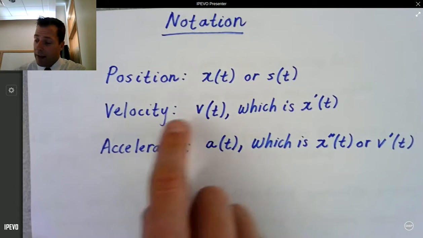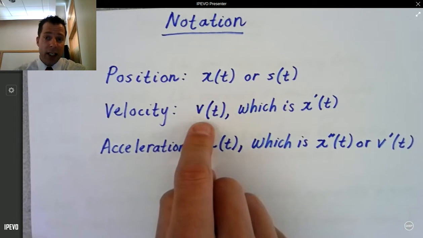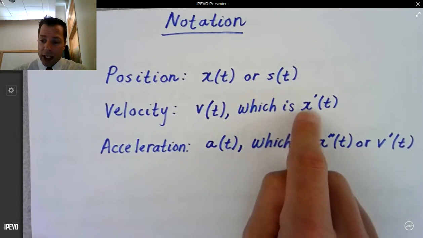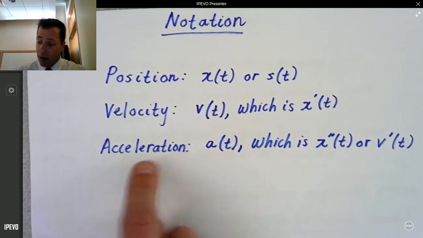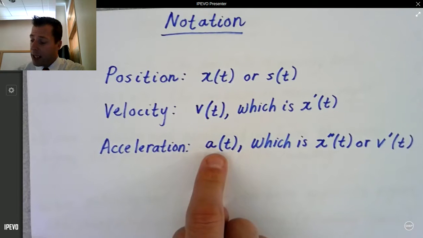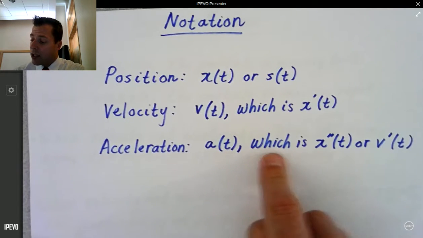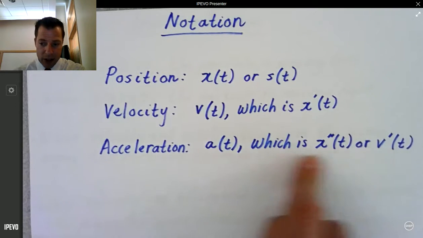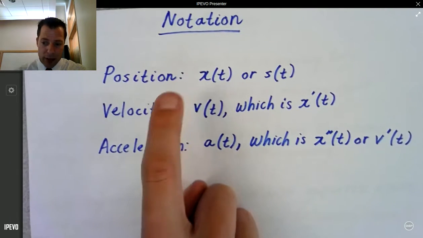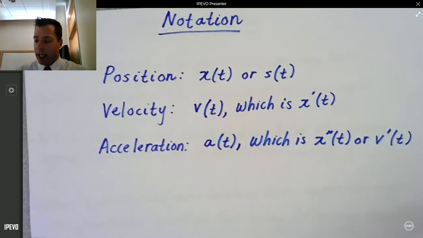Velocity is denoted as v of t, but it also could be x prime of t, the derivative of the position function. And same with acceleration. Acceleration is a of t, and this could also be the second derivative of x of t or the derivative of the velocity function. So a function, first derivative, second derivative, and we're going to be looking at that.